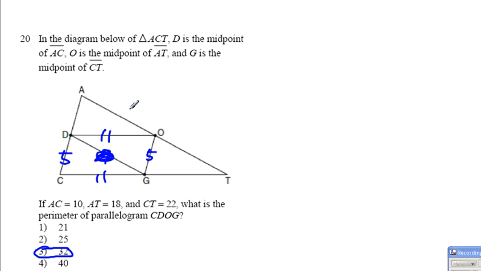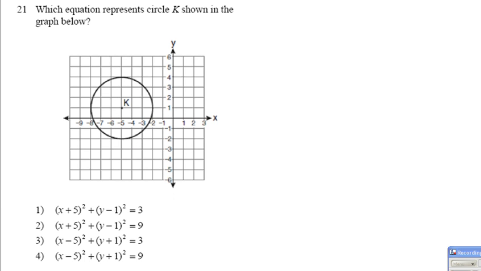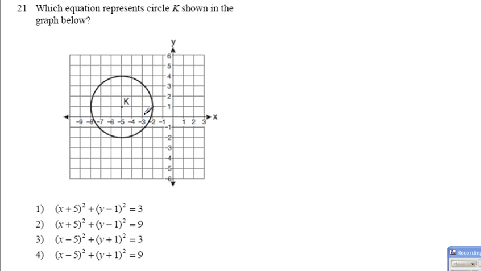Alright, next one. Number 22. So here we have a center at negative 5, 1.